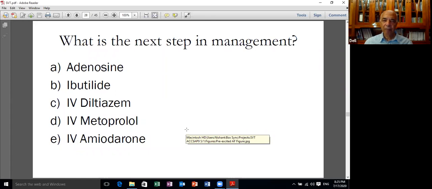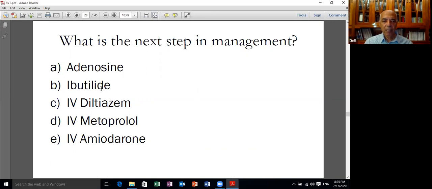Any patient with left bundle branch block at a very rapid rate, with irregularity in the rhythm and irregularity in the morphology of the QRS complex, particularly at a young age, think of pre-excited atrial fibrillation. So the question is, what's the next step in the management? Adenosine, ibutilide, diltiazem, metoprolol, or amiodarone.